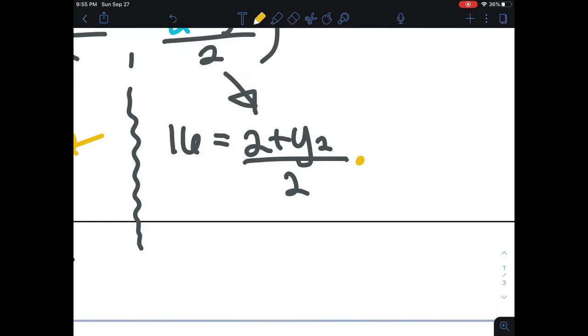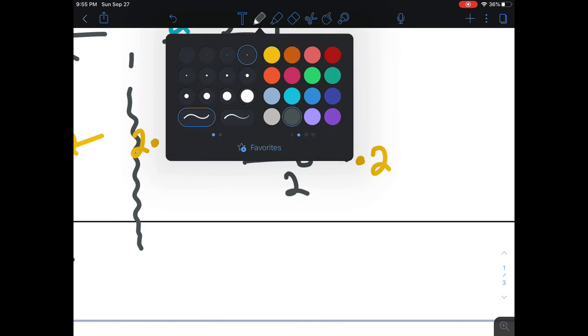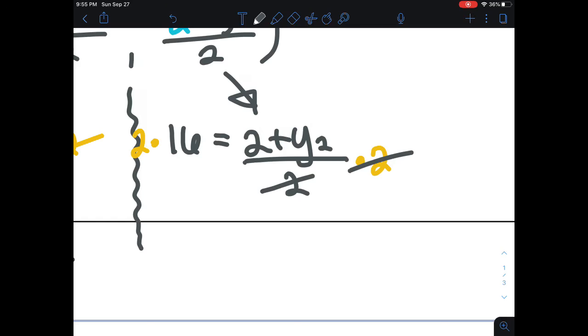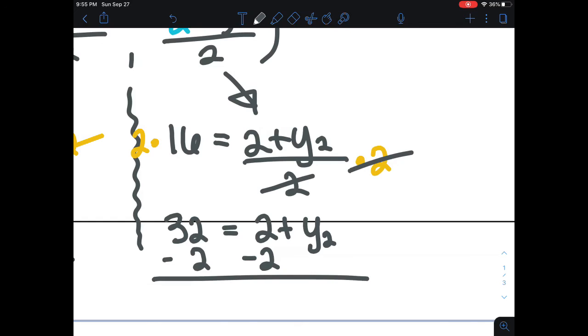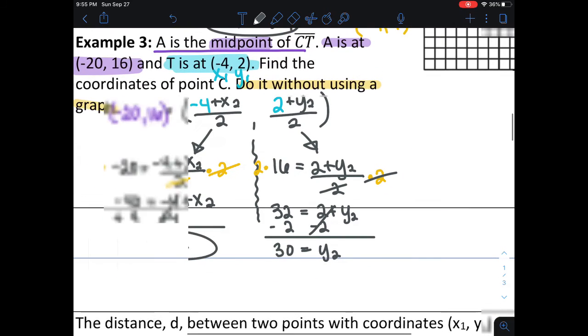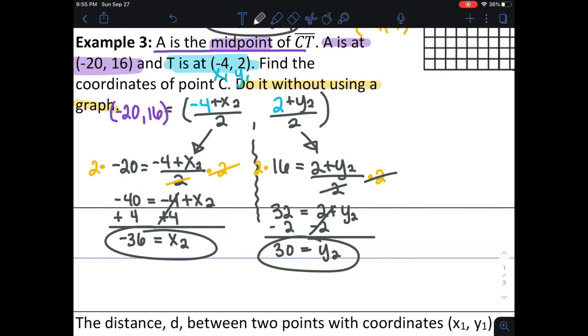Same thing over here. Multiply both sides by 2. So that's going to cancel out my 2's, giving me 12, right? Because 2 times 6 is 12. And then 2 plus the second y, or y2. Okay, and now we're going to take away 2 from both sides, leaving us with 10. Those cancel, equals y2. So the y coordinate is 10.